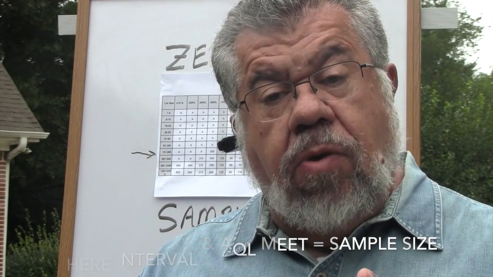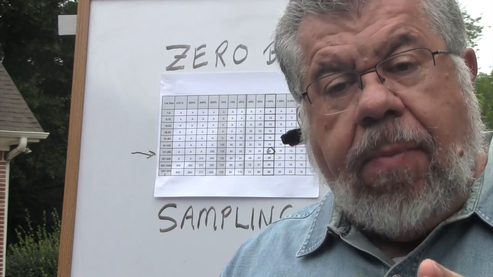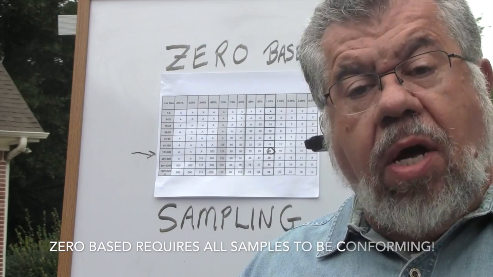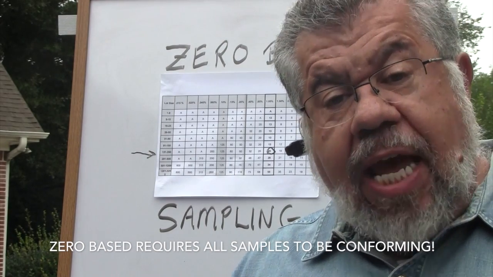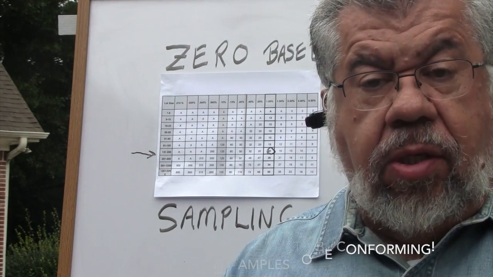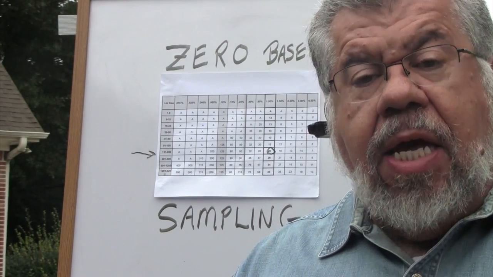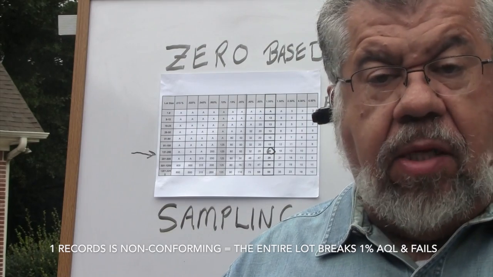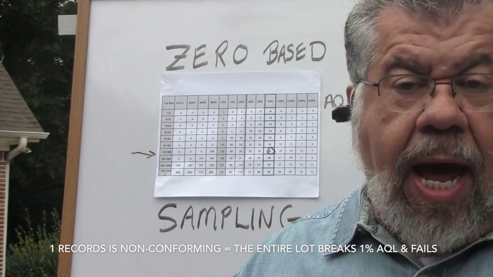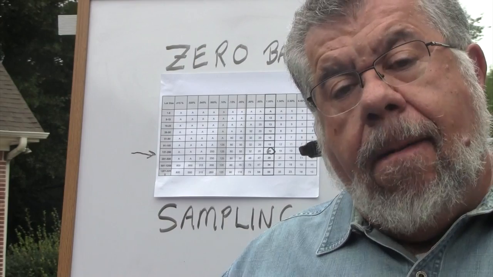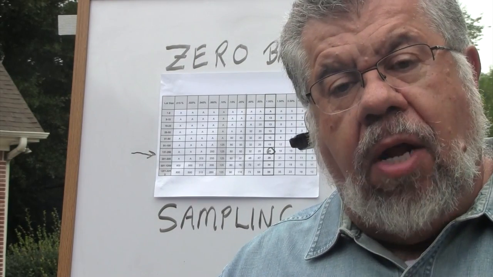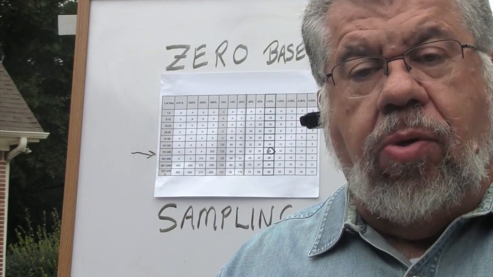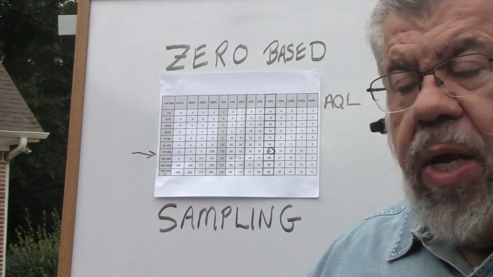Now, this is a zero-based sampling plan. So understand that out of that sample size of 20, we must have 100% conforming records. If one record is bad, then the lot fails. All 250 records are suspect. And then what happens is now the company, the enterprise, must check the entire lot 100% to make sure that there's no additional records.